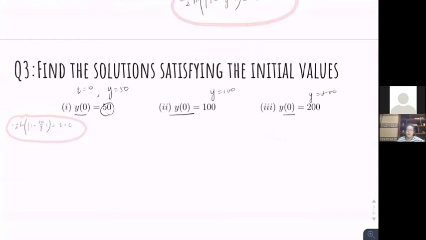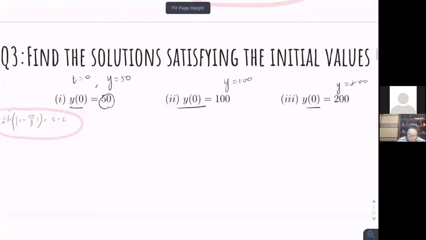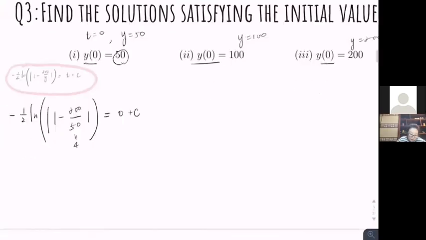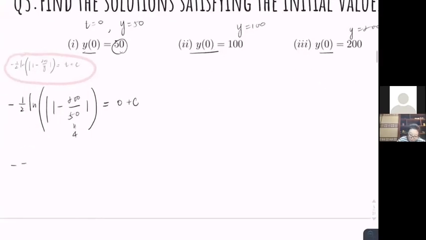Firstly, I'll plug in t equals 0 and y equals 50. I will get negative 1/2 times natural log of absolute value of 1 minus 200 over 50, which is 4, equals 0 plus c. In this case, I will get negative 1/2 times natural log of 3 is c. After calculating by the calculator, I'll find that c is actually negative 0.549.